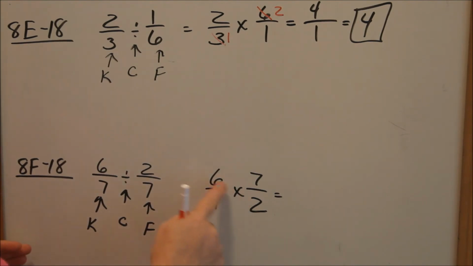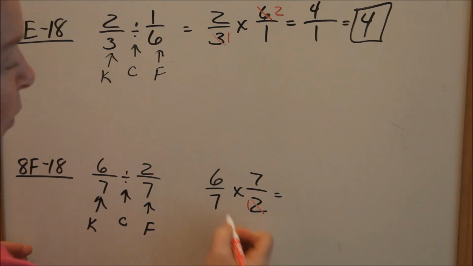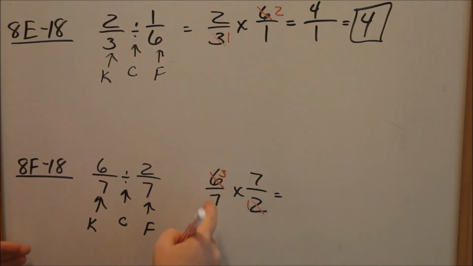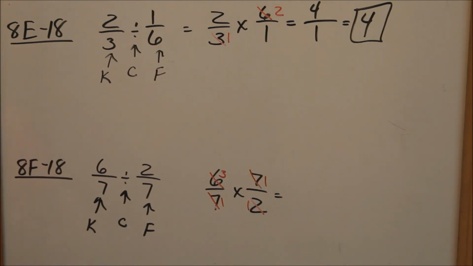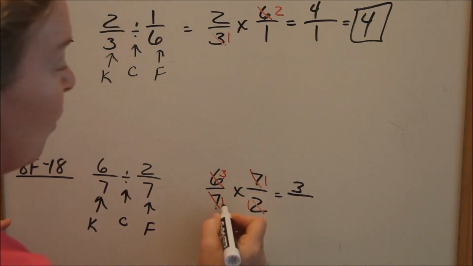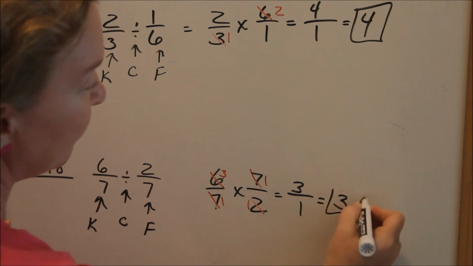2 and 6, we can reduce those both by 2. 2 divided by 2 is 1. 6 divided by 2, 3. 7 and 7 both can reduce by 7, so that becomes a 1, and that becomes a 1. Now multiply straight across. 3 times 1, 3. 1 times 1, 1. 3 divided by 1, 3.